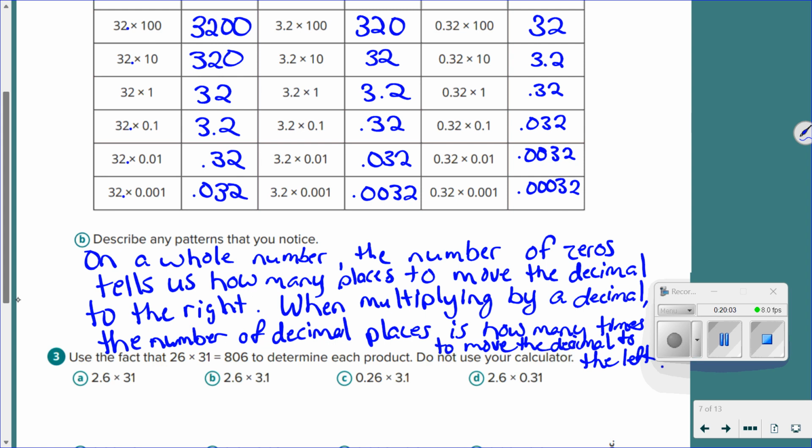All right, so when you're multiplying by a whole number, the number of zeros tells us how many places to move the decimal to the right. And when we're multiplying by a decimal, the number of decimal places tells us how many places to move the decimal to the left. Does that make sense? Good, get it in your book.